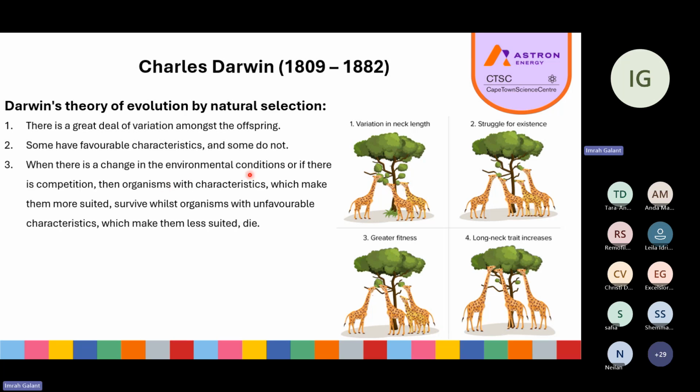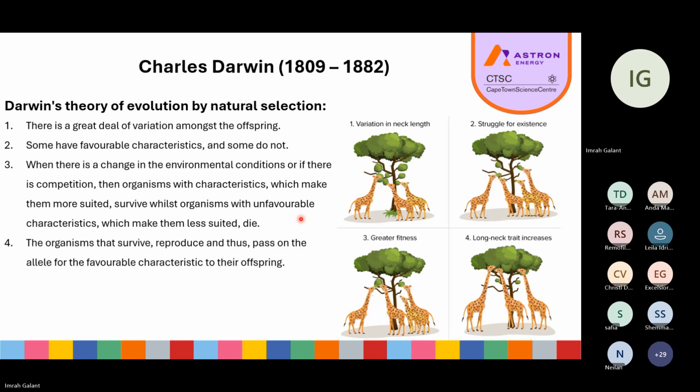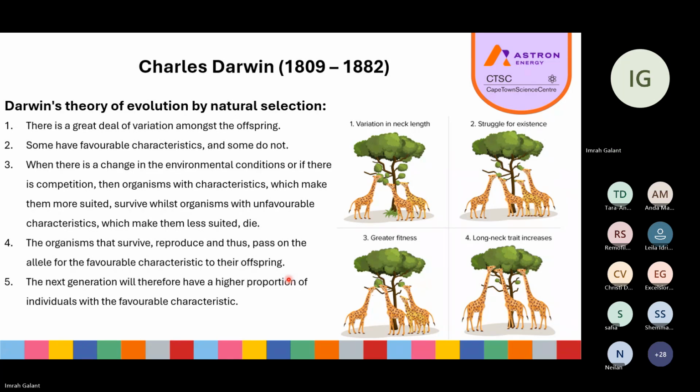When there's a change in the environmental conditions or if there is competition, then organisms with the characteristics which make them more suited survive, whilst organisms with the unfavorable characteristics which make them less suited basically die. Environmental conditions could be change in weather, competition would be animals competing for food. There could be a lot of various factors. The organisms that survive, that have the favorable characteristic, reproduce and pass on the allele for the favorable characteristic to their offspring. So the next generation will therefore have a greater proportion of individuals with a favorable characteristic.